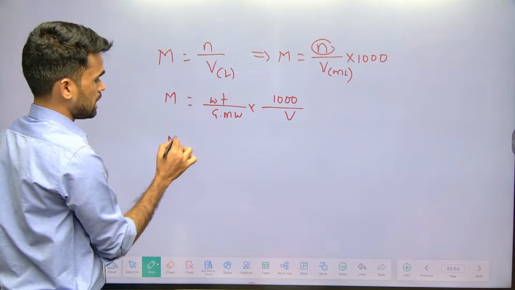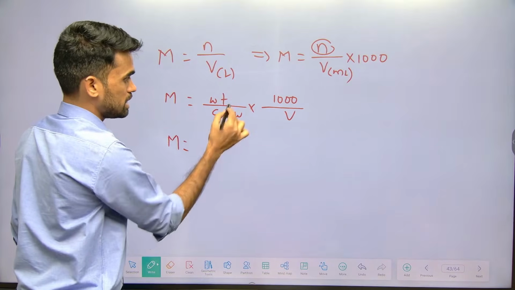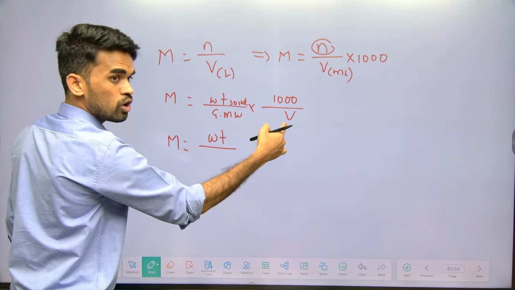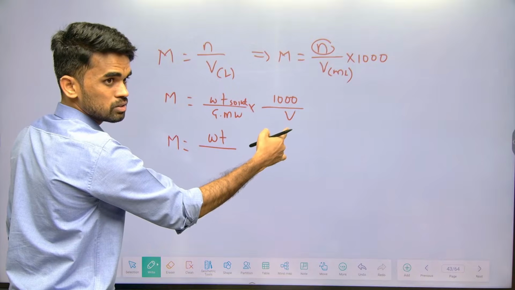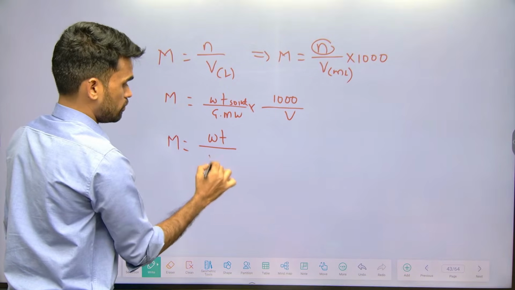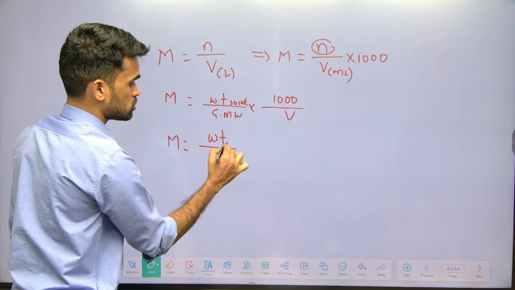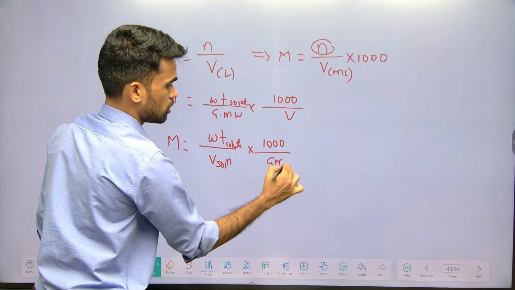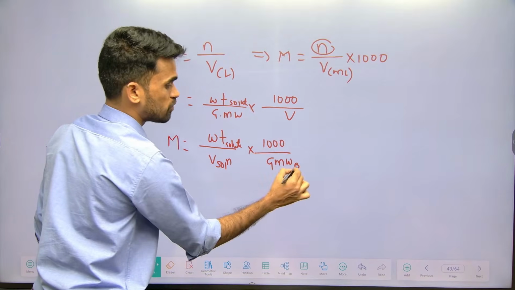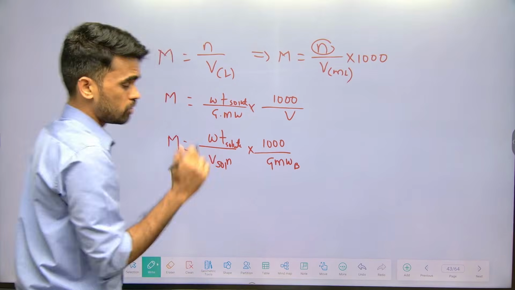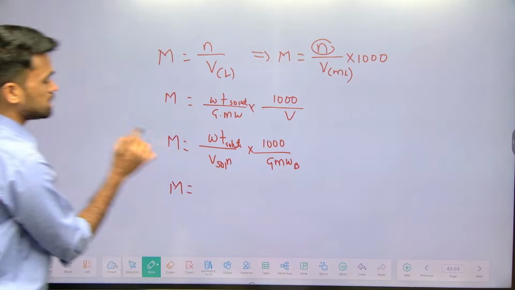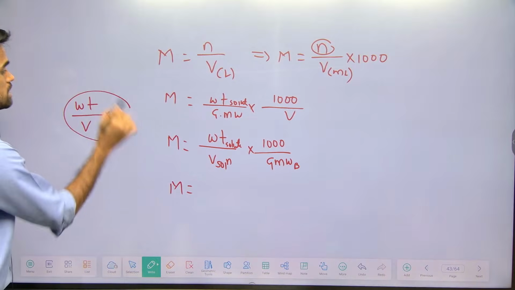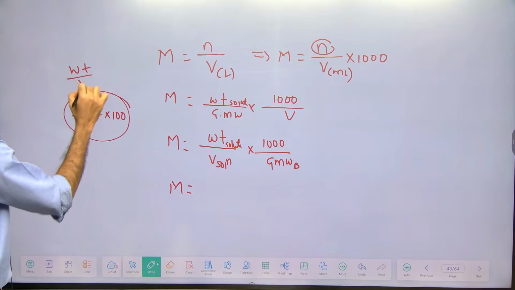Next, M is equal to weight. What does this weight indicate? Weight of solute by, here volume is there now. What does this V indicate? Volume of solution. This is weight of solute, into 1000 by gram molecular weight of solute. So solute from now onwards I am indicating with symbol B. Now you can see what this formula is: weight of solute by volume of solution into 100. Percentage of what? Weight by volume percentage.